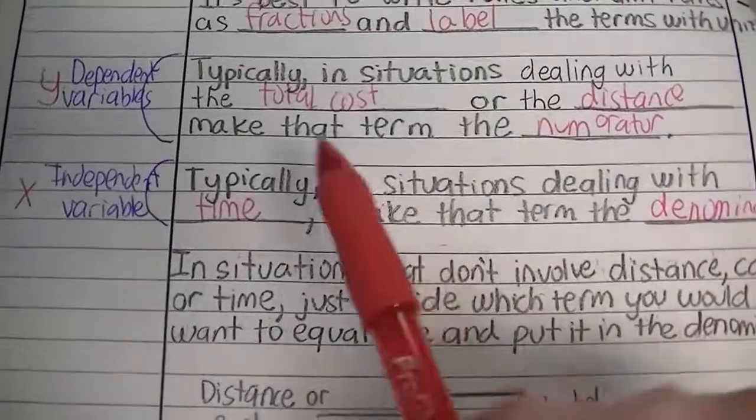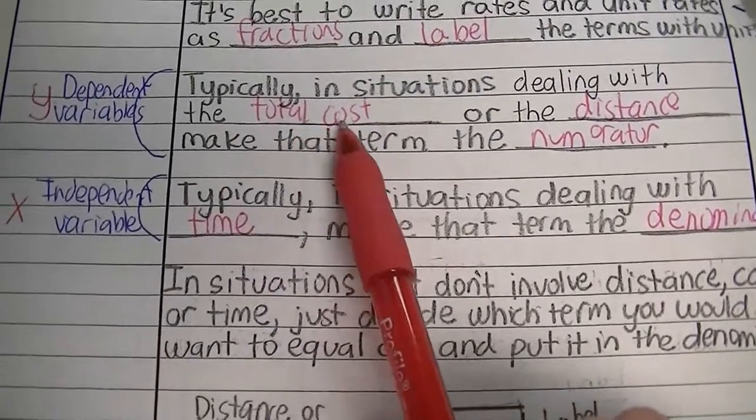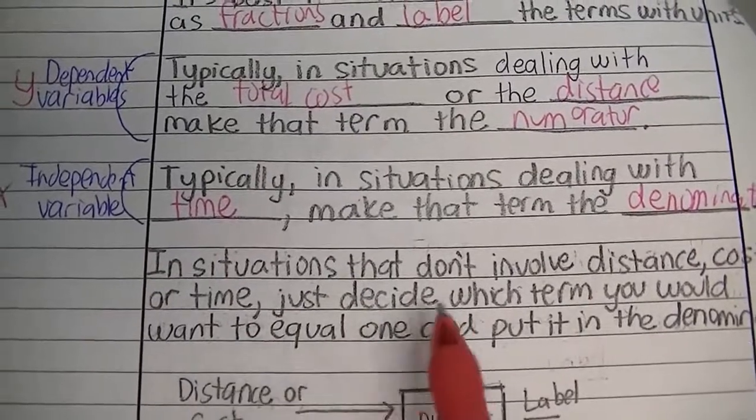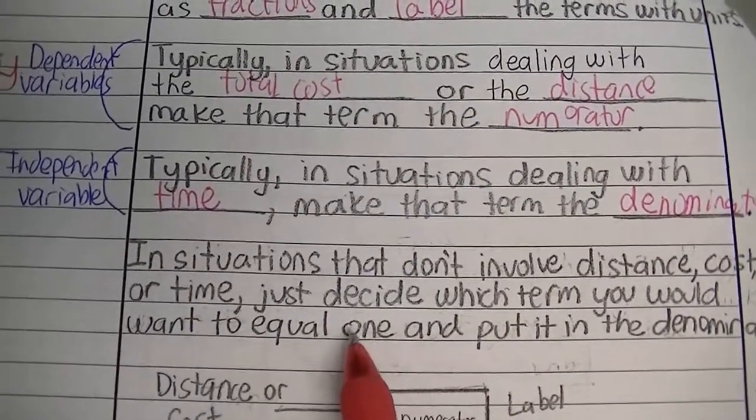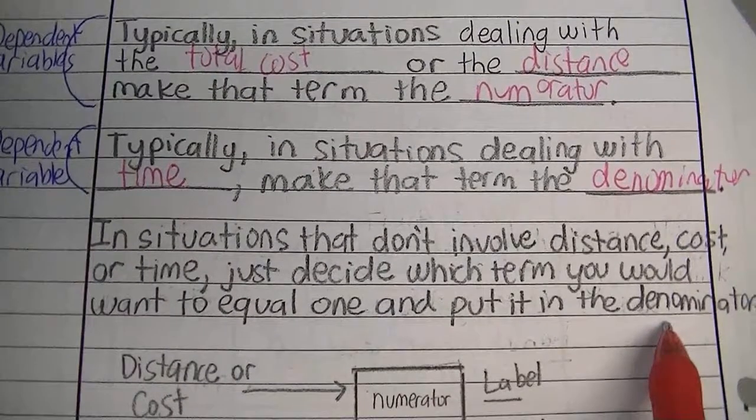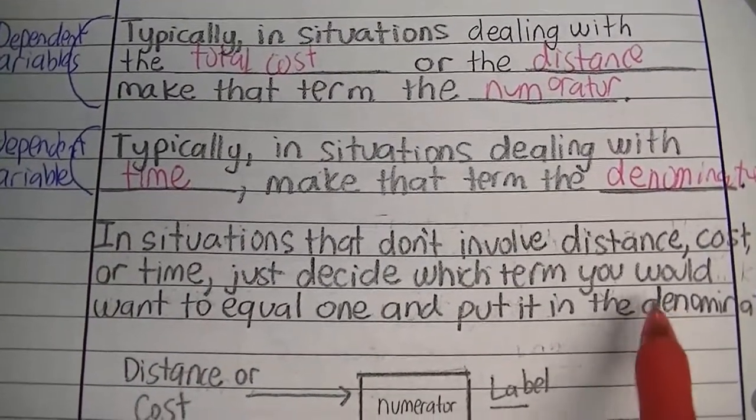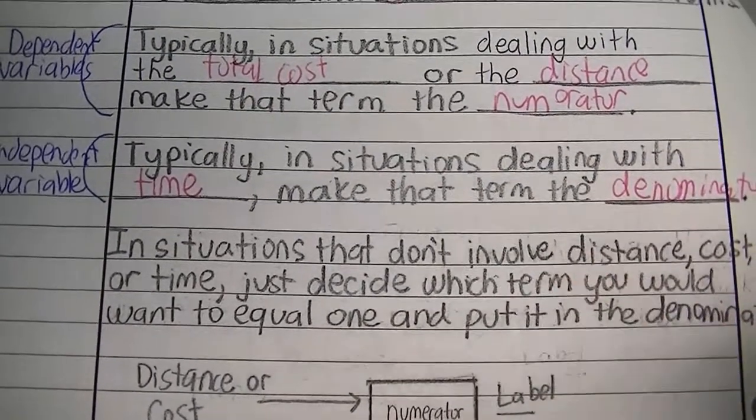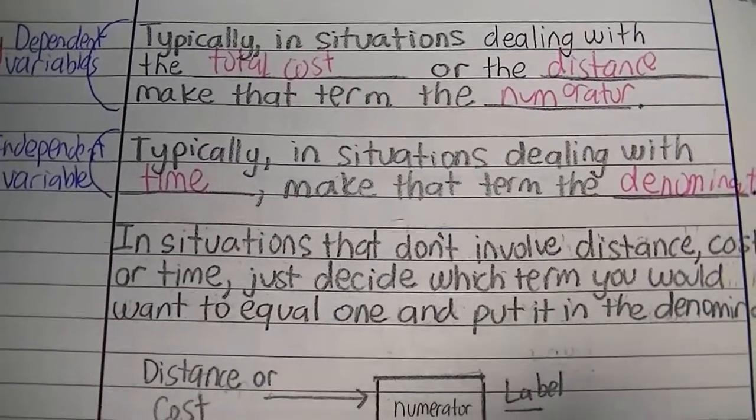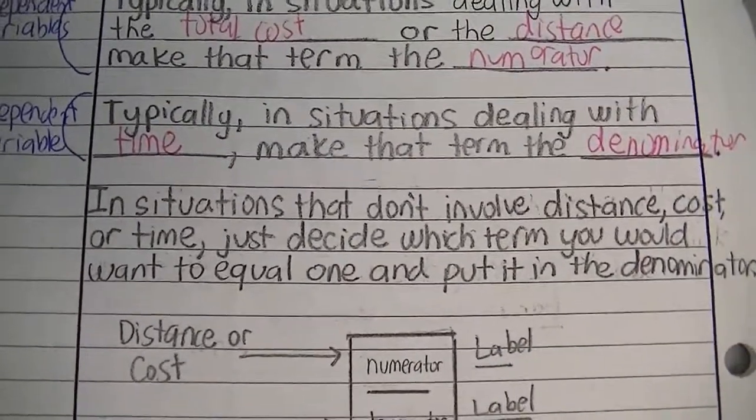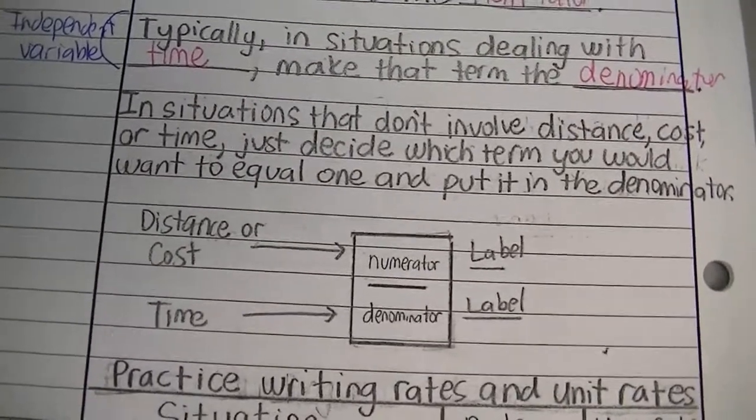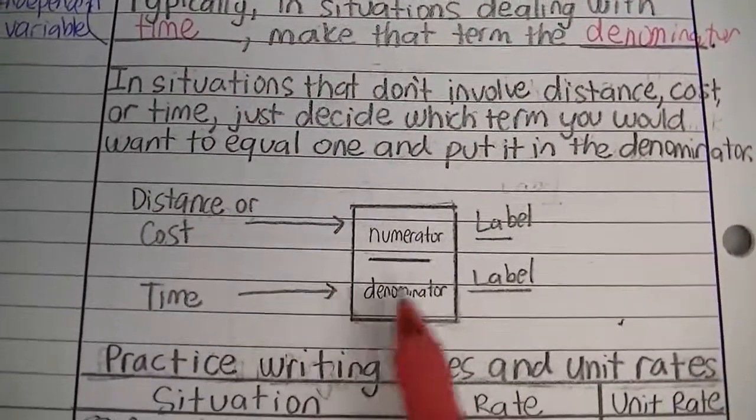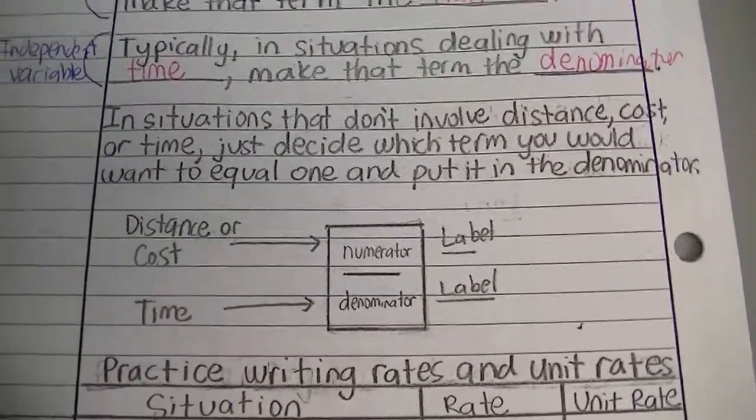So if you're wondering, what if the problem you're working on has nothing to do with cost or distance or time? In those types of situations, you've got to decide which term you want to equal 1, and you put that in the denominator. Because remember, with unit rate, you want the denominator to equal 1. So if you want that value to be 1, you put that in the denominator. All right, and I'll show you an example as we start moving through this, where it doesn't deal with cost, distance, or time.